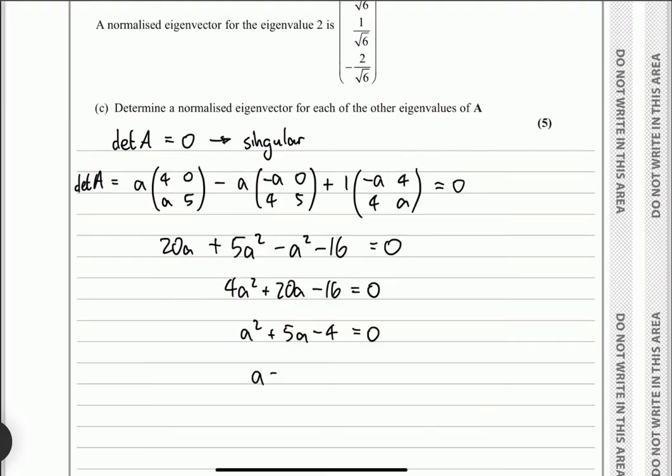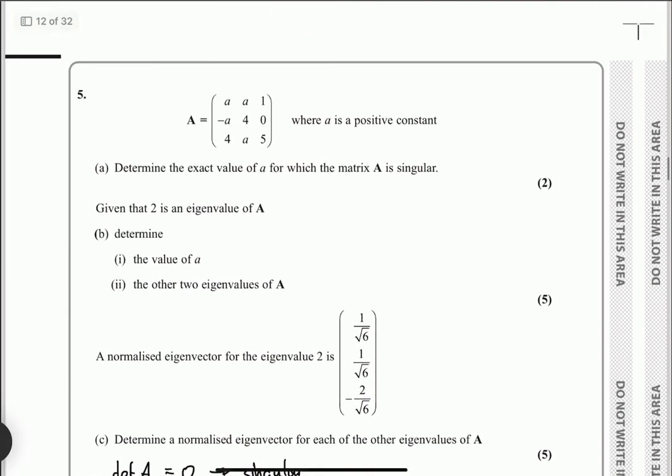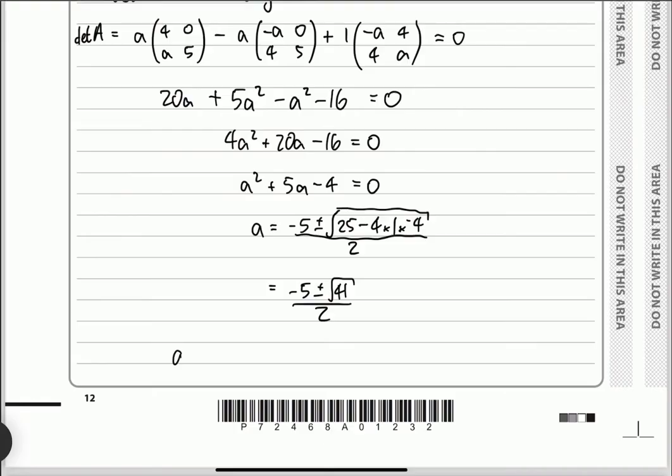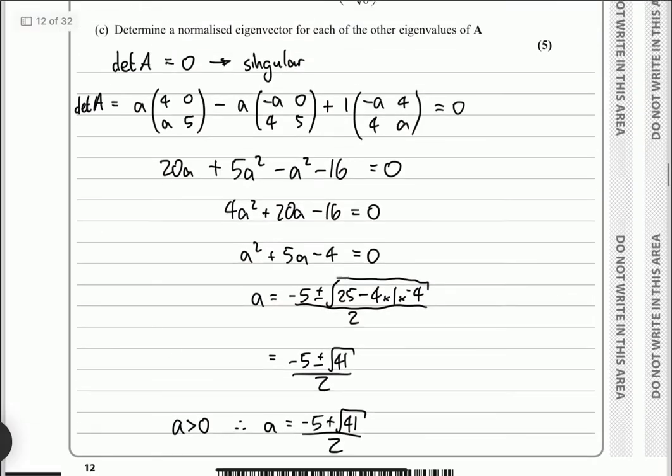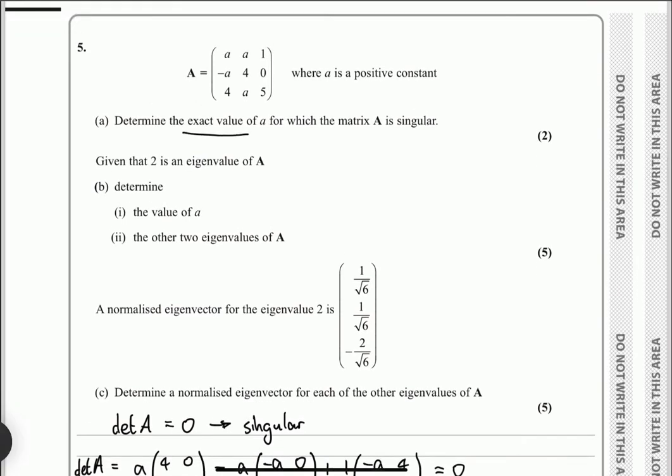So onto the formula, square root of 25 minus 4 times a times c, all divided by 2. 25 plus 16 is 41. Divided by 2, do we know anything about a? A is a positive constant. Therefore, a is equal to minus 5 plus root 41 over 2. That's not very nice. What does it say? Yes, determine the exact value for a. So I think we're okay.